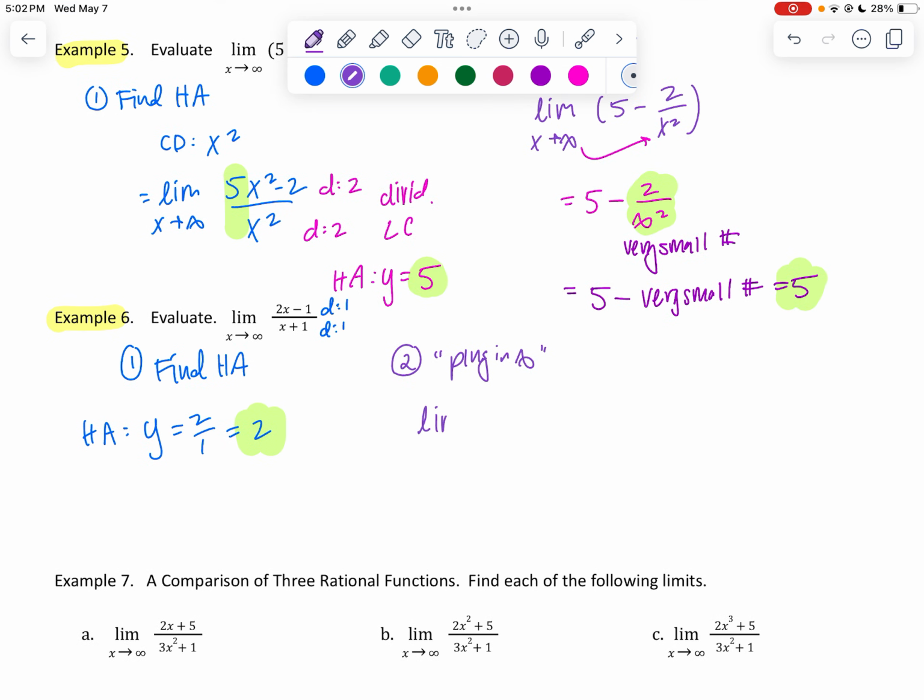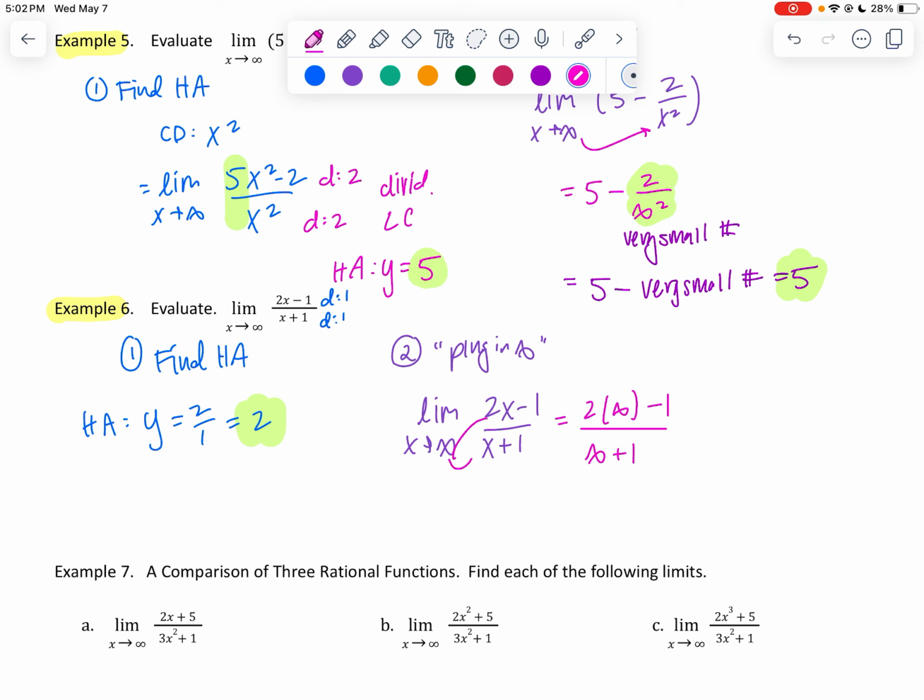So then I'm going to have the limit as x approaches infinity of (2x minus 1) over (x plus 1). Again, I'm literally plugging in infinity, so I get 2 times infinity minus 1 all over infinity plus 1. Now, this is kind of an interesting concept, right? If I have infinity and I add 1 to it, it's still infinity. If I have infinity minus 1, it's still infinity. So these minus 1 and plus 1 actually do not matter.